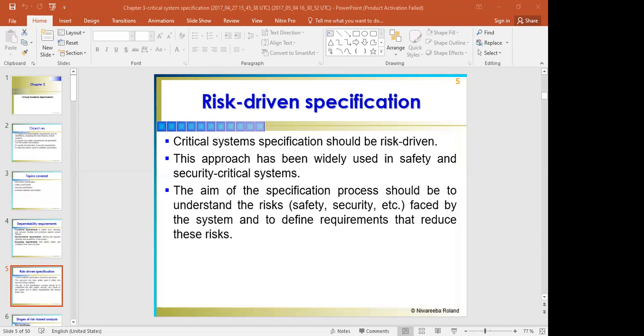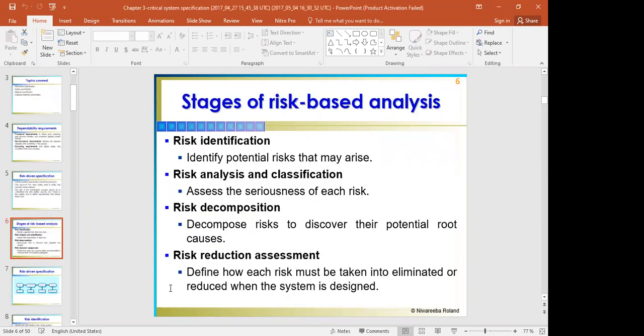The risk-based specification process involves understanding the risks faced by the system, discovering their root causes, and generating requirements to manage these risks. And we are going to see actually that this is the exact thing we're going to do, the steps for this risk-driven specification. Those are the various steps we are going to take. We are going to understand the risks faced by the system. We are going to discover the root causes, and then we're going to generate requirements. Those will be the exact steps, and that's what they explain here on the next page.